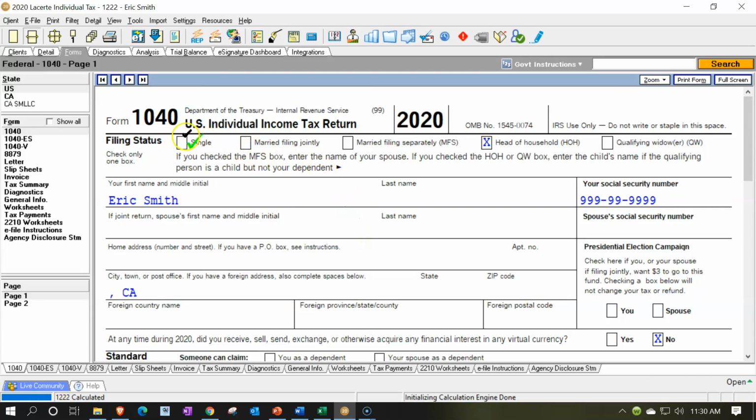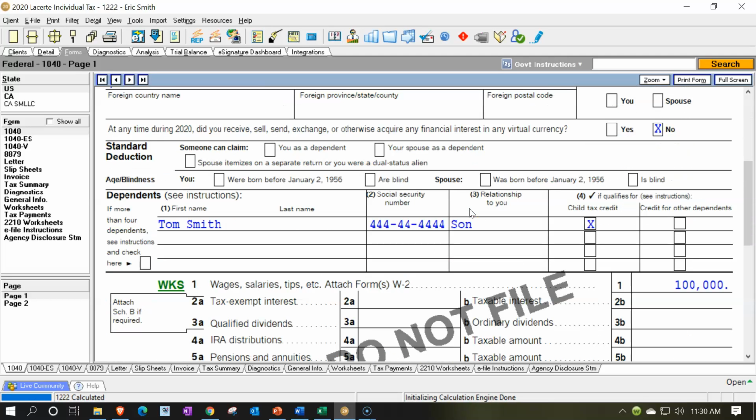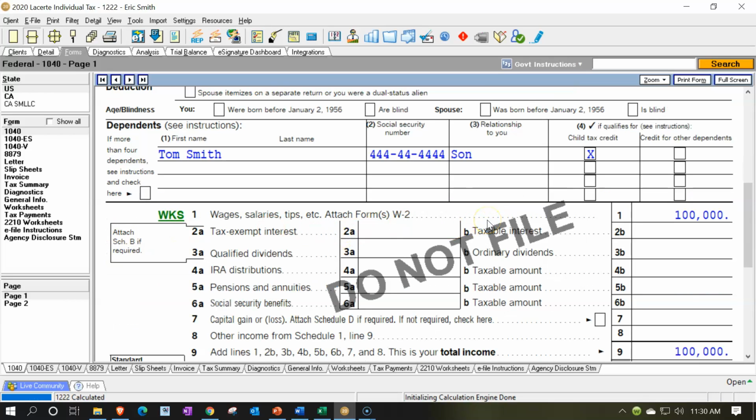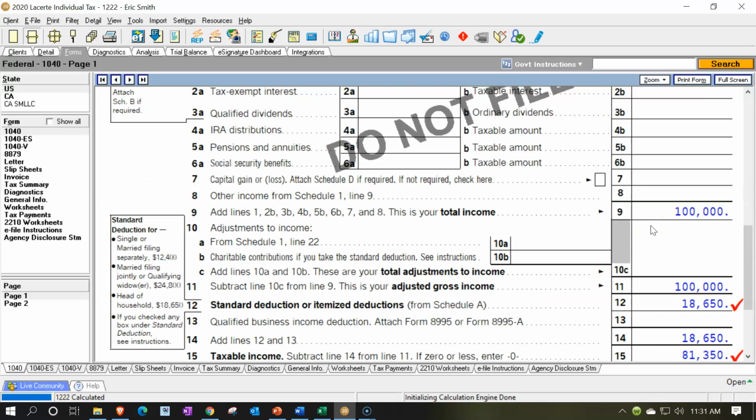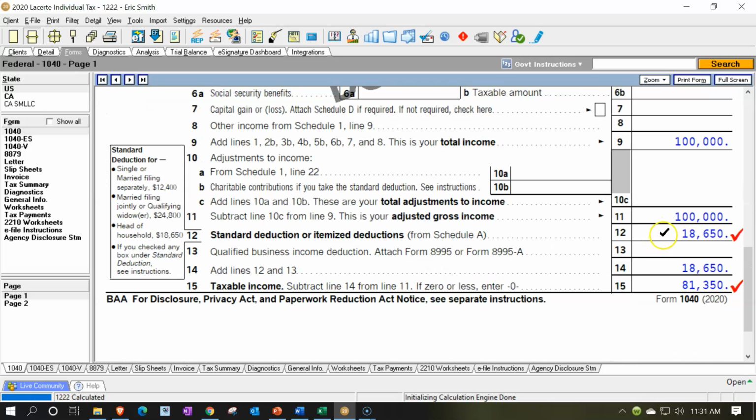So now we're over here at head of household. So now we're at the head of household filing status up top. And then if we scroll on down, we're going to say, okay, so now we've got a dependent here, and that's possibly helping to qualify for the head of household. So now we've got the 100,000 once again, and so now of course the standard deduction has changed.